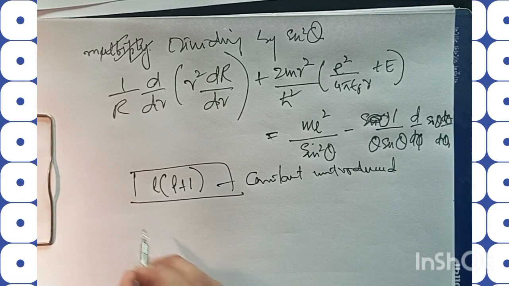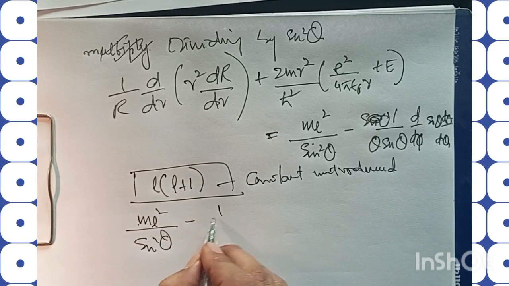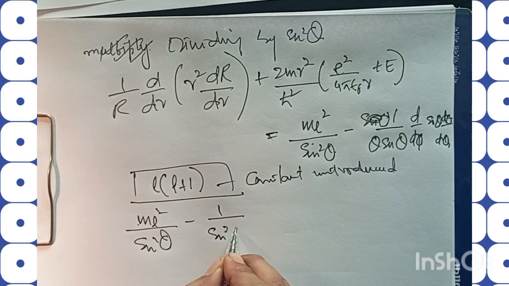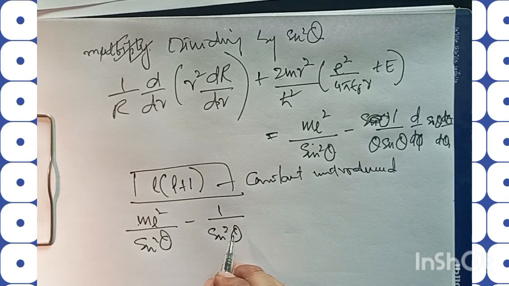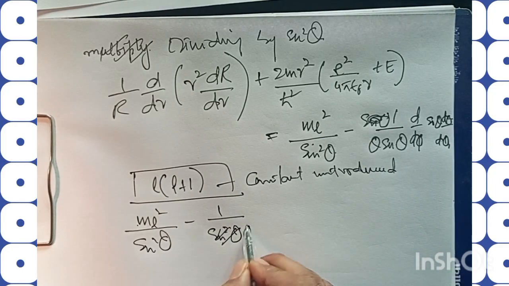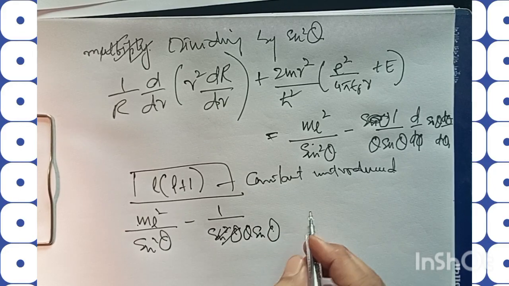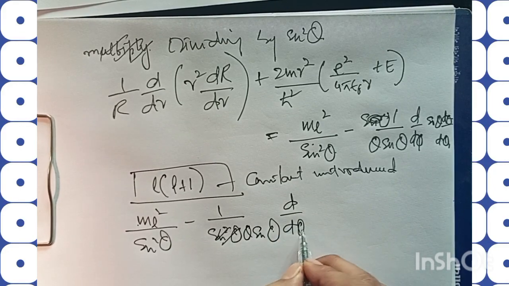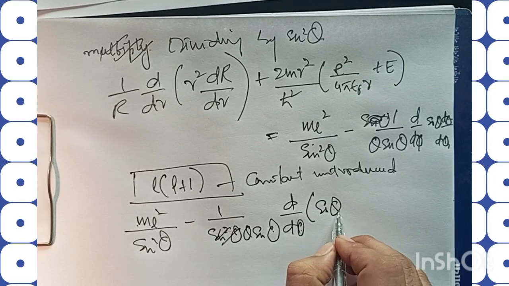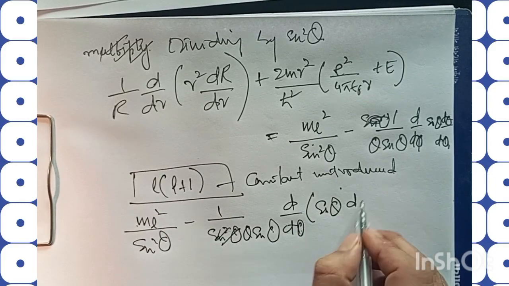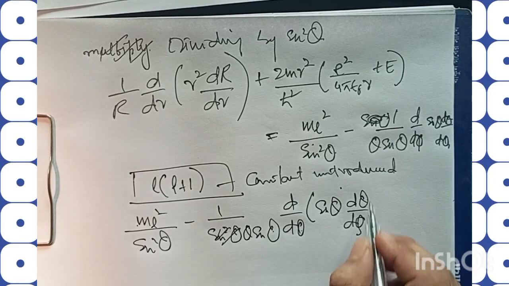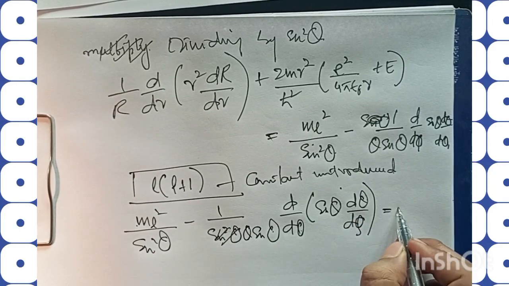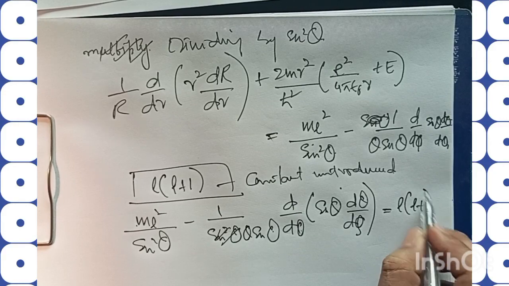So what we will have is an equation: ml square by sine square theta minus 1 by sine square theta. Okay, so it's not sine square, it is theta sine theta. So theta sine theta d by d theta of sine theta, and then d theta by d theta, and this thing is equal to L into L plus 1.